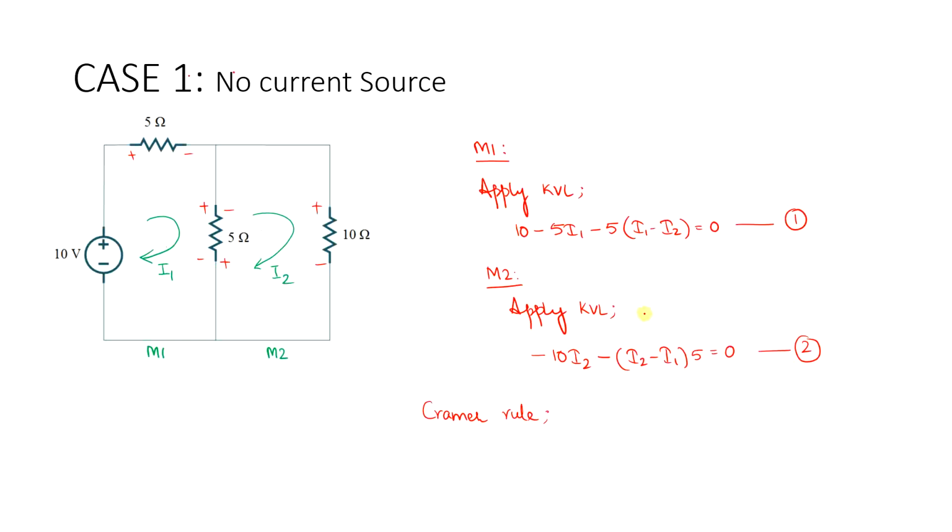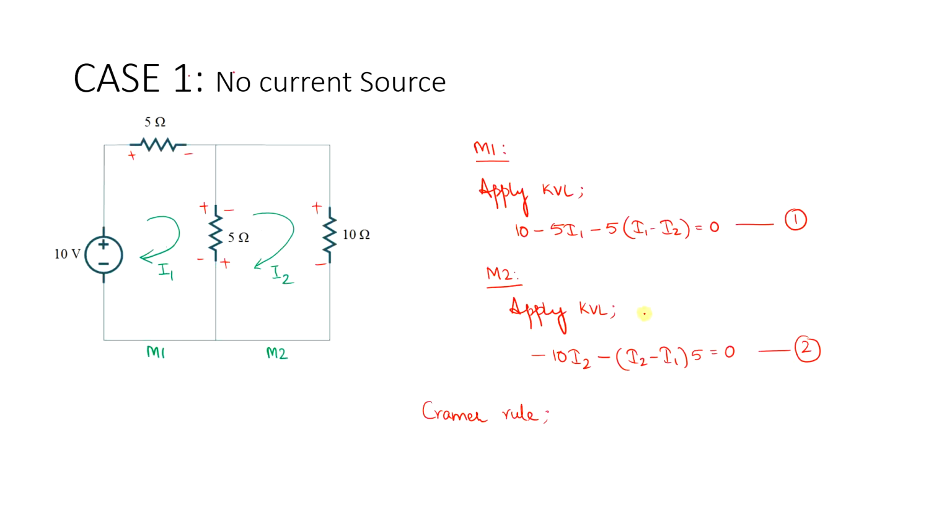You can simply solve this using your calculator by going to the calculator mode, equation mode option, and specifying the number of unknowns that are to be entered and then solving it. So this is a case wherein you do not have any current source. So it is just simple that you have to just apply KVL to the circuit and obtain the linear equations.